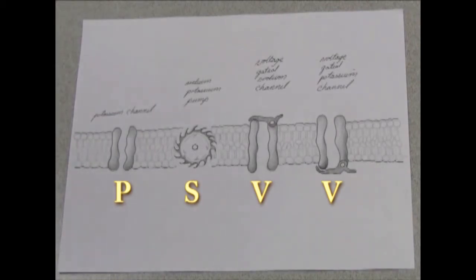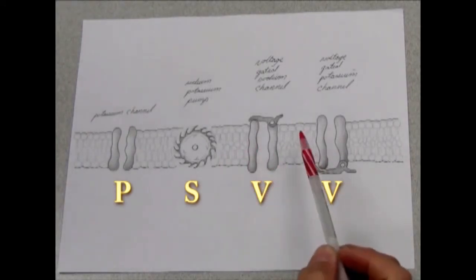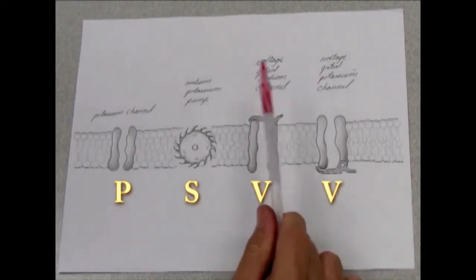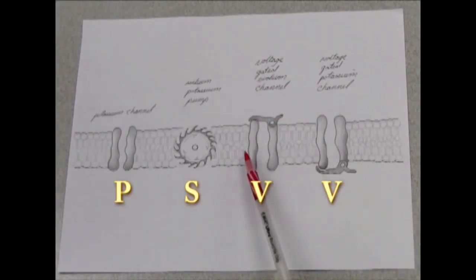The final two channels are voltage-gated. They allow the action potential to occur. First, we have the voltage-gated sodium channel. The voltage-gated sodium channel is permeable to sodium, and it opens when the interior of the neuron reaches -40 millivolts. It closes when the interior of the neuron reaches +40 millivolts.